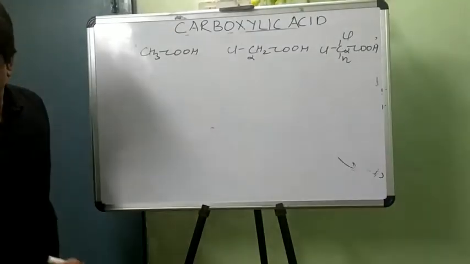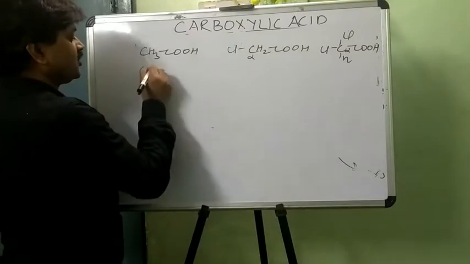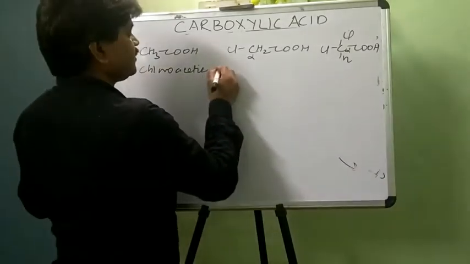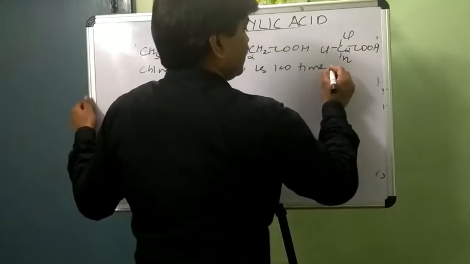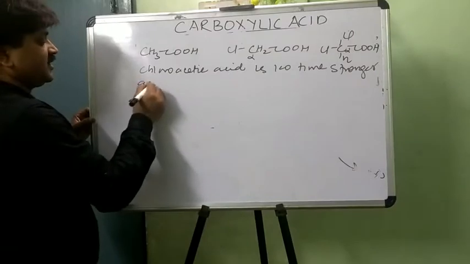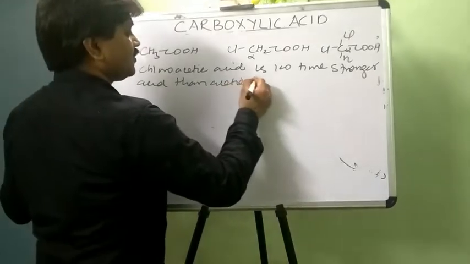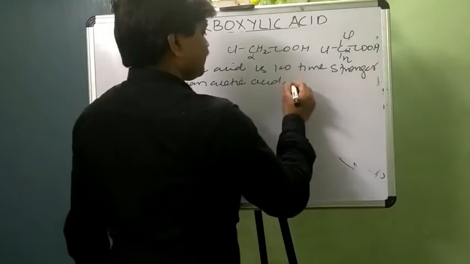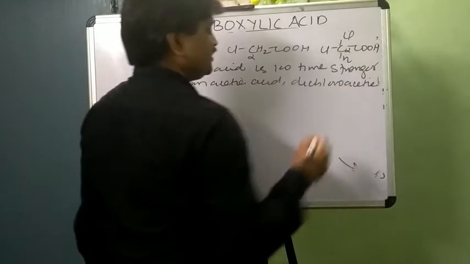Thus, chloroacetic acid is 100 times a stronger acid than acetic acid. Dichloroacetic acid is a still stronger acid.